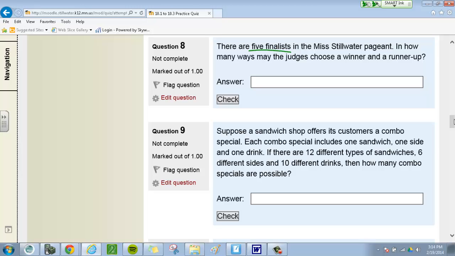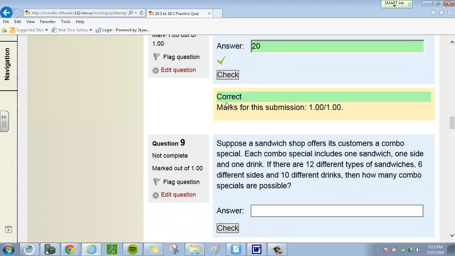Okay, so there are 5 finalists, and we are choosing a winner and a runner-up. Because order matters, this is a permutation. How many options do we have first? We have 5 options. How many options next? 4. 5 times 4, that's just 20. No calculator needed for that. Let's put that in there. Nice. Let's look for some green. I'm looking for some green here. That's what I'm talking about.